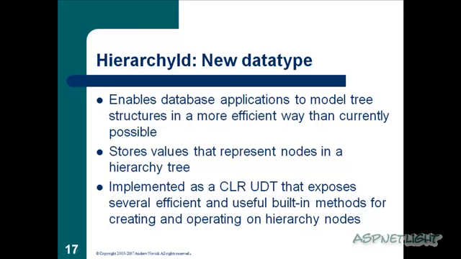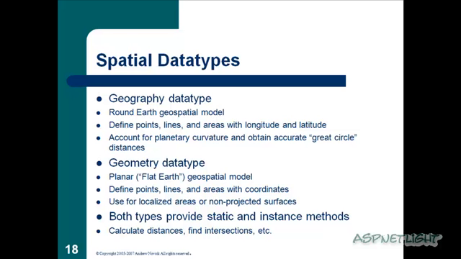Spatial types are very important, and they are generally used for latitude and longitude of geography. There are two spatial data types: geography and geometry. Geography is a rounded geospatial model. Geometry is called a planar geographical model. Both provide static instance methods for calculating distances, finding intersections, lines, areas, and coordinates of the earth, and everything can get stored.